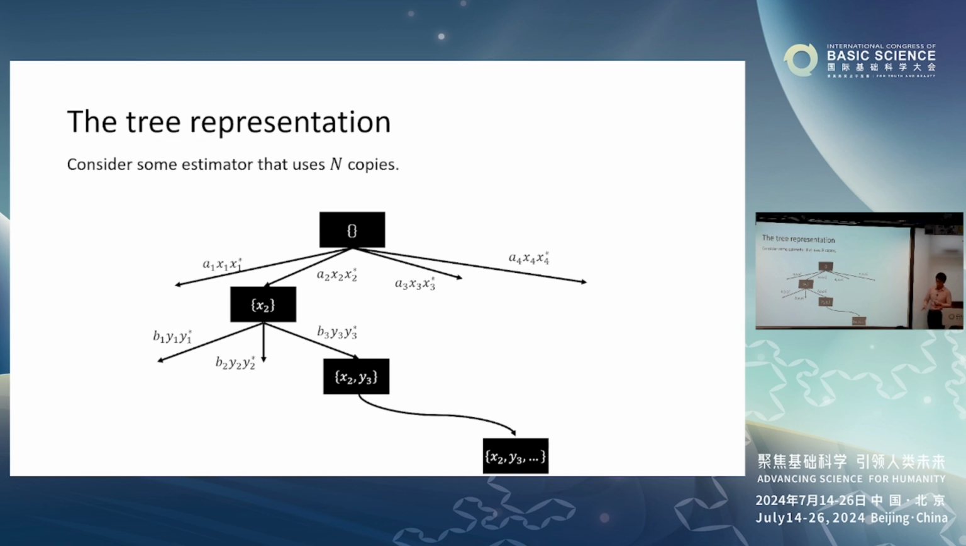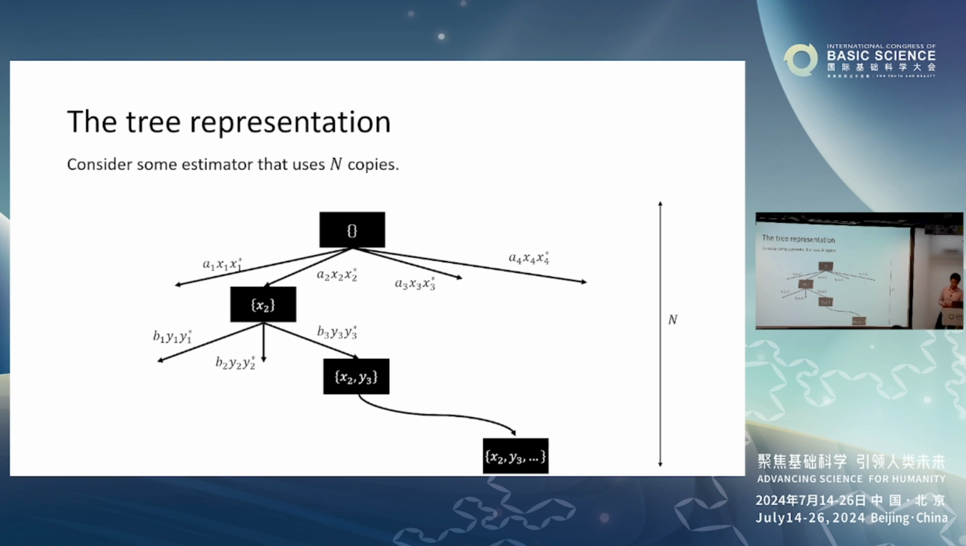Hopefully this makes sense conceptually. The key parameter here is the depth. I make no assumptions about the fan-out of my tree. The fan-out could be arbitrary because there could be arbitrarily many elements in the POVM. But every time I do a measurement, I think of it as destroying a copy of rho. So if I have n copies of rho, then the depth of my tree can be at most n. This is the key parameter here.